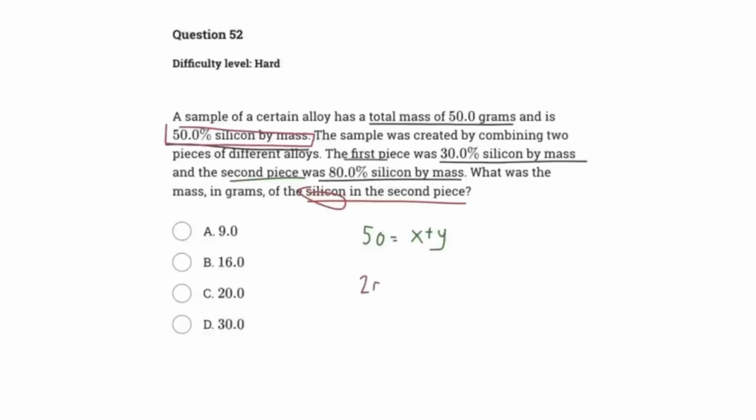Therefore, we can set 25 equal to, well, what are our other given equations? Well, not equations, but variables. We have the first piece, which is 30% silicon by mass, right? So x is the total mass, and therefore now we only have 30% of that for silicon. So we got 0.3x. And now I'm going to do the same thing for the second piece, which is 80%. So 0.8 times the total mass.